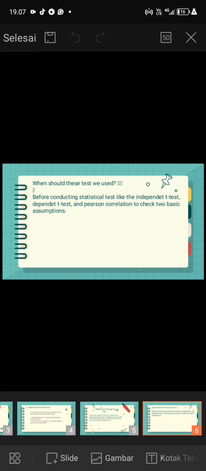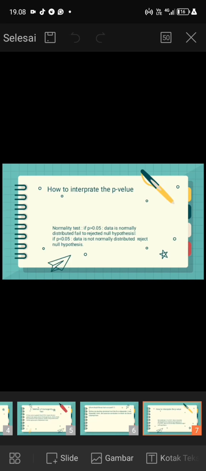And then, when should these tests be used? We can use them before conducting statistical tests like the independency test, dependency test, and the Pearson correlation to check two basic assumptions. And here is how to interpret the p-value.